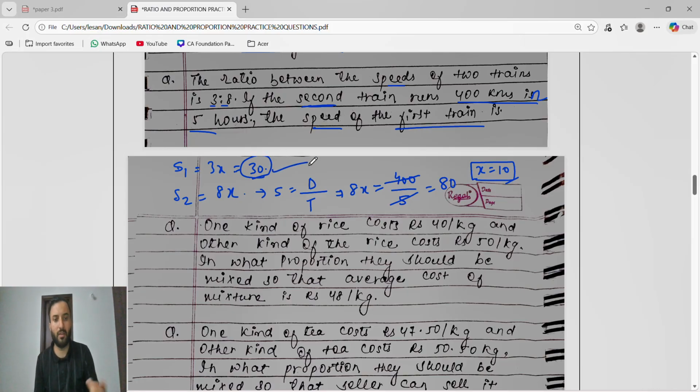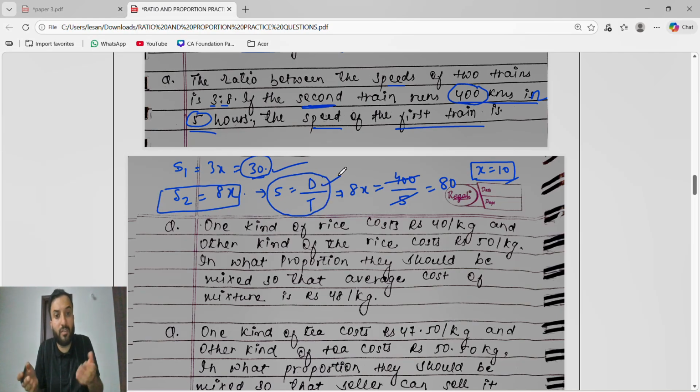Done. Here, guys, see, they told us about the second train's distance and the second train's time. So we know the speed of the second train. We will use the formula speed equals distance by time for the second train, because the values were given for the second train.